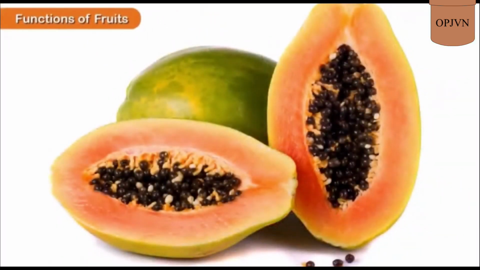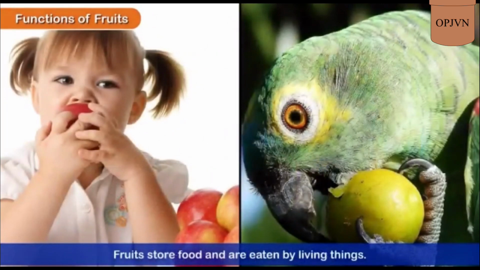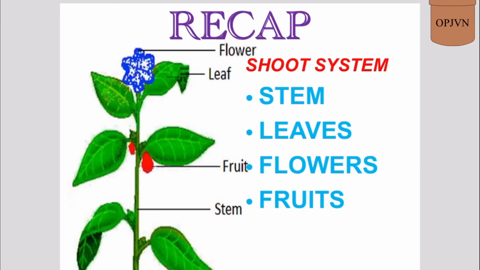Functions of fruits. Fruits produce and protect seeds. They store food and are eaten by living things. So children, today we have learnt about shoot system of a plant. Shoot system consists of stem, leaves, flowers, and fruits. We have also discussed about their functions.